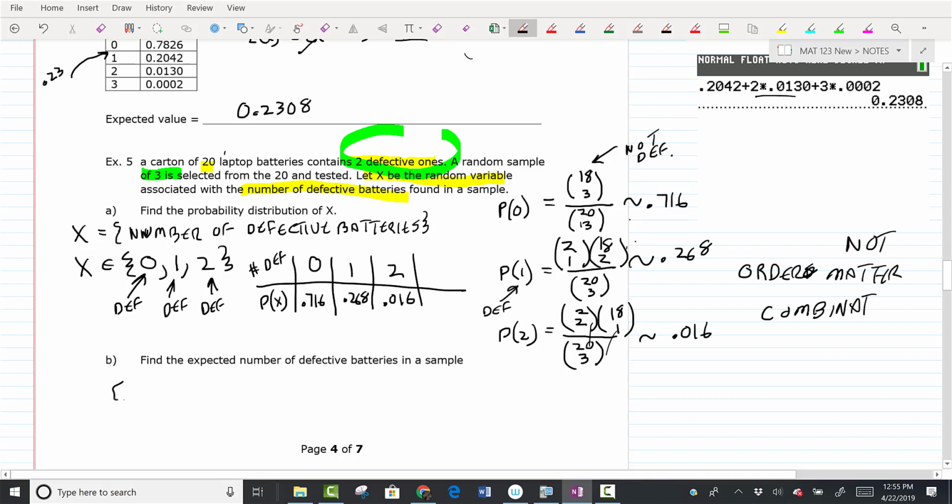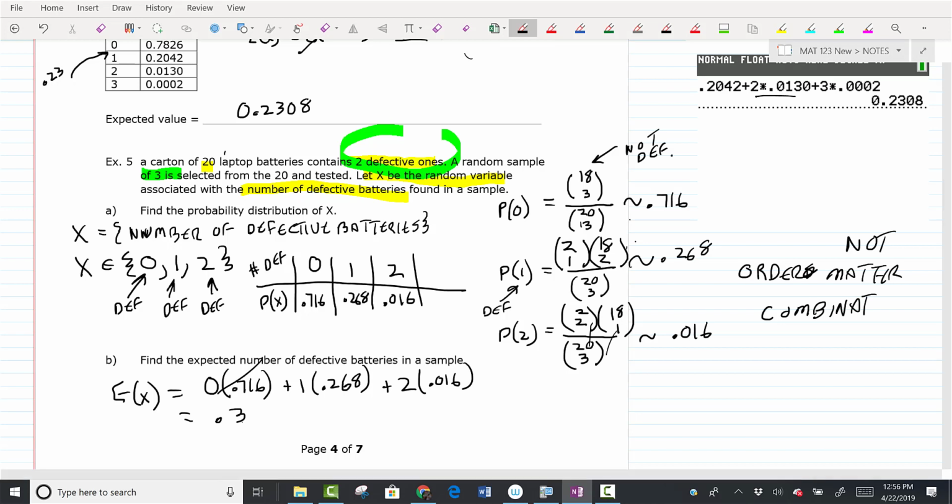So what you do on the expected value is you say E of X, just like I showed you before, you go 0 times 0.716 plus 1 times 0.268, and then plus 2 times 0.016 like that. And you can do that on your calculator. Of course, that goes to 0. So you might want to check me on that then. I think I already worked that out and got 0.3. And that's logical to me, that it's somewhere between 0 and 1 because that's the highest probability. It's closer to 0 than 1 because that's a high probability.